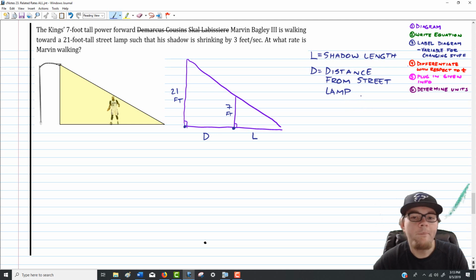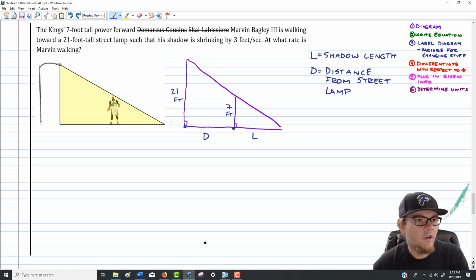So there we go. We got both those two pieces on there. Those are the things that are changing. Now, of course, there are other elements that are changing. These hypotenuse lengths are changing too, but they're not relevant to the change that we're interested in, which is all relevant to the rate at which Marvin Bagley's walking and the rate at which his shadow is changing.